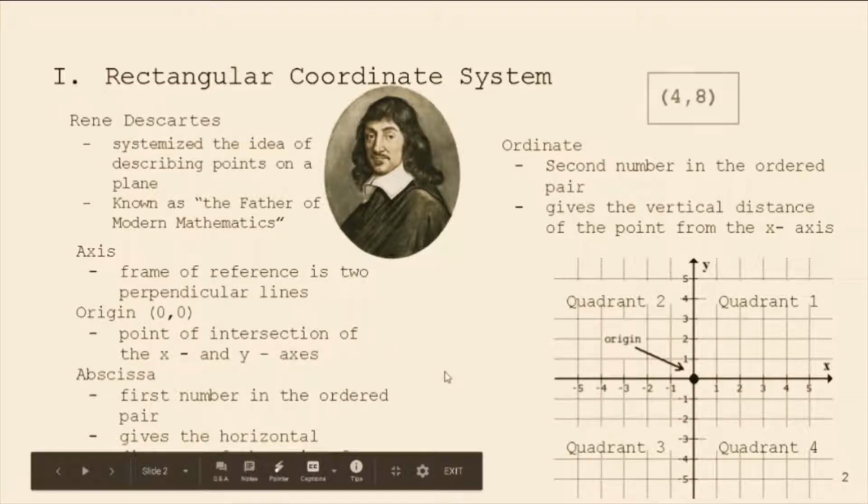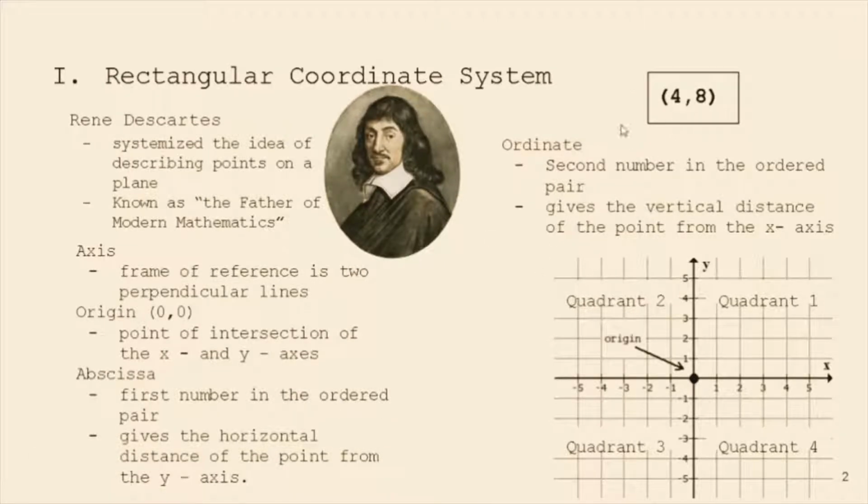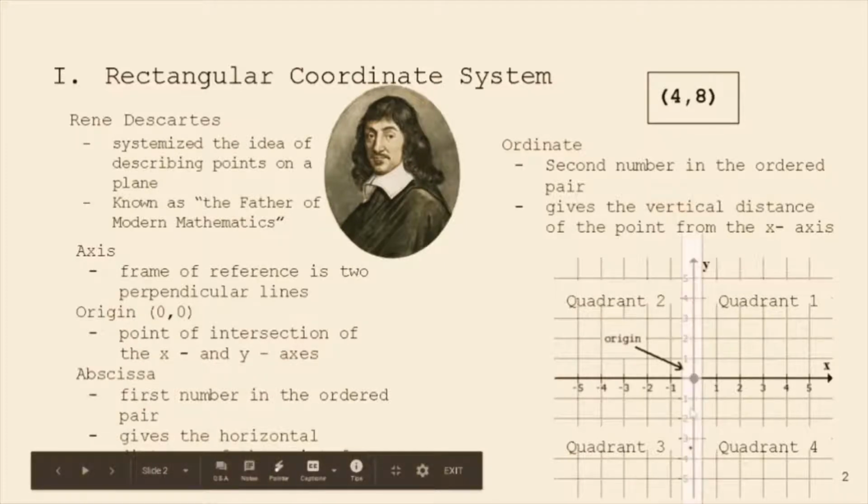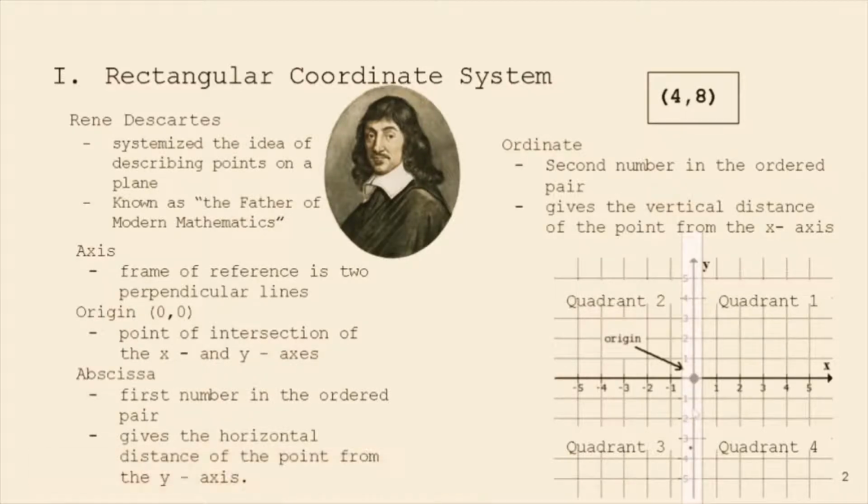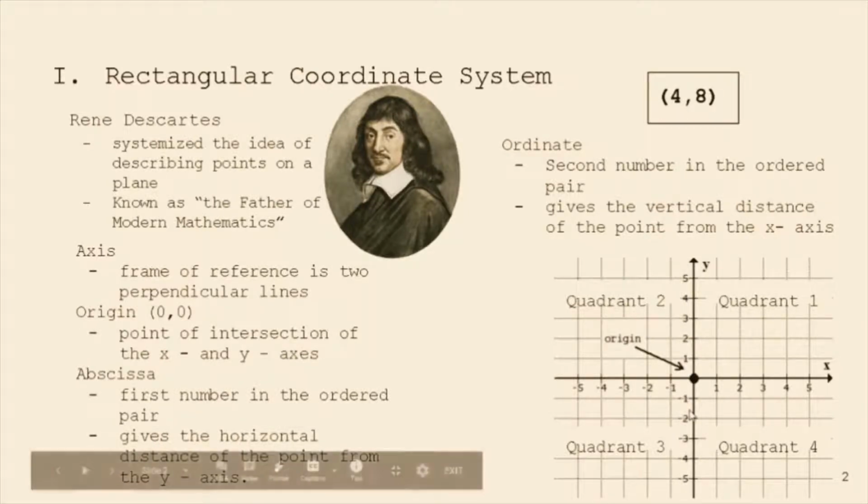So, the abscissa and the ordinate. Ito, yung lumitaw na to sa upper right is coordinates yan. And ang tawag dito is ordered pair. So the abscissa is the first number in the ordered pair, which is itong 4. So it gives the horizontal distance of a point from the y-axis. Since ito yung y-axis, yung abscissa, yun yung distance ng isang point from the y-axis.